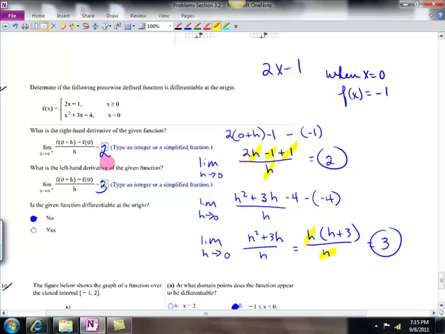if these pieces are different, can it have the derivative? If you're coming in at different places? So if you get different values here, is it differentiable at 0? No. Okay, so that's what you would do for that one.